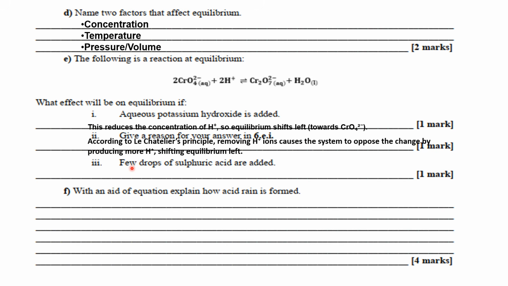If a few drops of sulfuric acid are added, we are adding sulfuric acid to this. What does that mean? It means we are adding hydrogen ions. All right, so adding hydrogen ions, it means we shift this to the right, because more hydrogen ions will react with that to form the product.